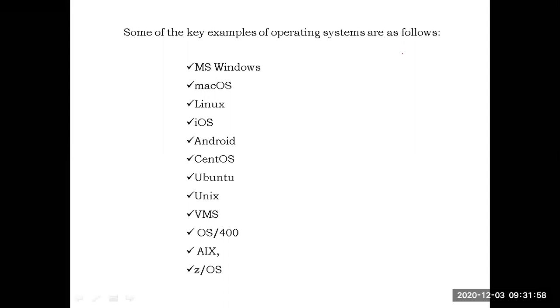MS Windows means Microsoft Windows operating system, Mac OS, Linux, iOS, which somebody mentioned earlier, Android, CentOS, Ubuntu, Unix, VMS, OS/400, AIX, z/OS. Like this, many operating systems are there. Many examples, and here I have given only some examples. Like this, many operating systems are available. A lot of operating systems are available.